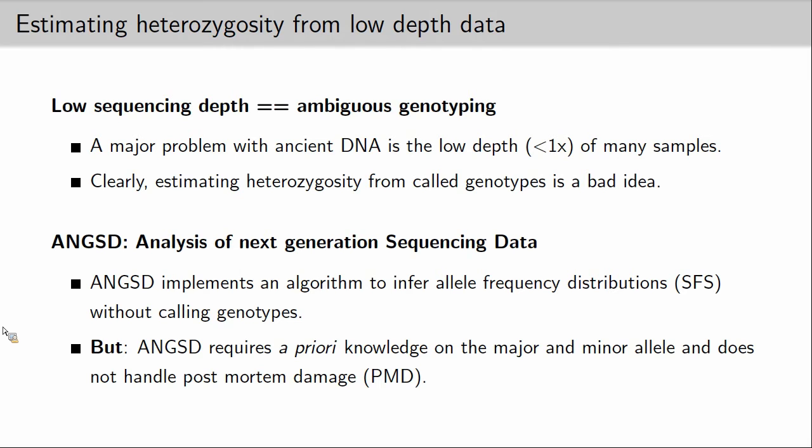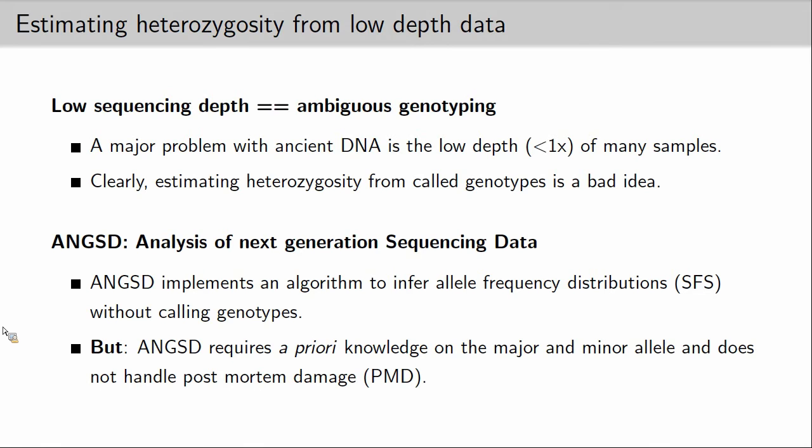One of these commonly used tools is ANGSD, which stands for Analysis of Next Generation Sequencing Data. And this offers an algorithm that infers allele frequency distributions or site frequency spectra, SFS, without ever calling genotypes. Okay? And they show that you can infer these distributions even if you have coverage of 1 to 2x, usually for a sample. However, ANGSD is not really applicable to our data for two reasons.